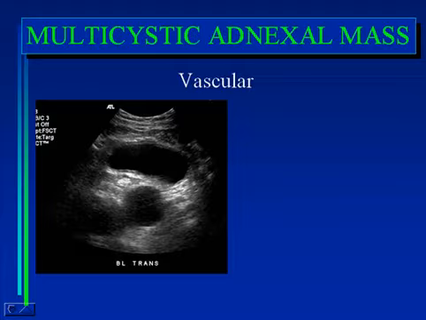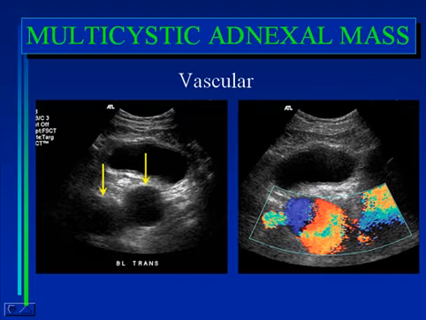Vascular etiologies can also simulate cystic masses in the pelvis. It looks like there's 2 large cystic structures within this pelvis, but color Doppler shows that these are simply large pelvic varices.